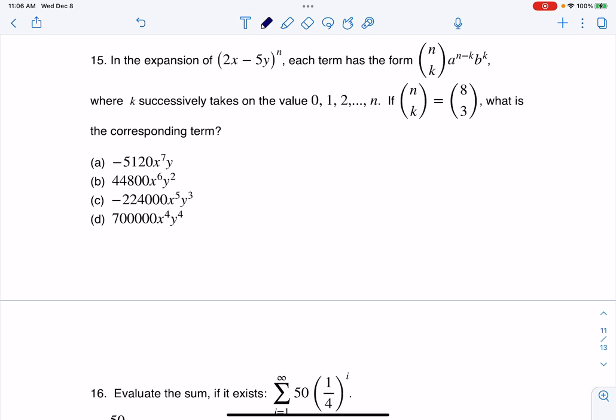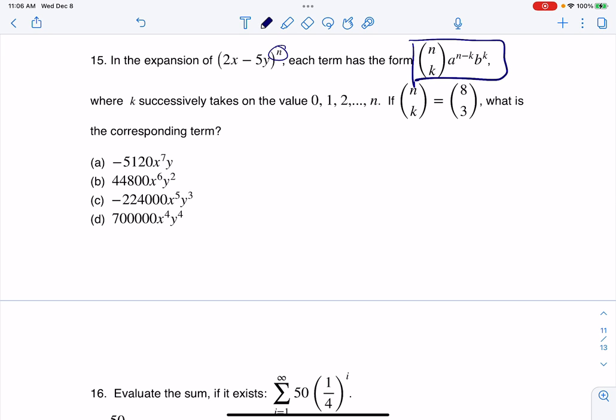Everyone, let's take a look at number 15. We're going to look at some binomials. So if I want to expand 2x minus 5y to some power, they're not telling me what it is yet. I don't want to FOIL it out or double distribute or triple distribute. I'm going to wind up using the binomial formula, which comes in this form.